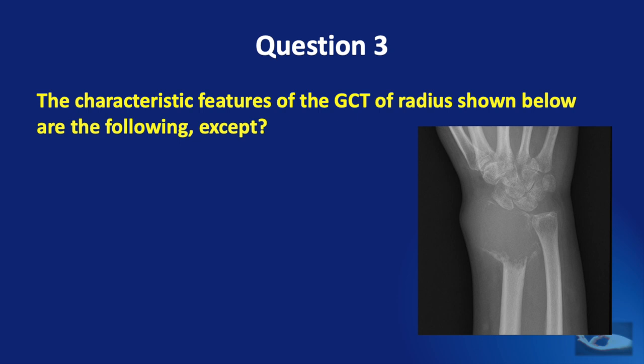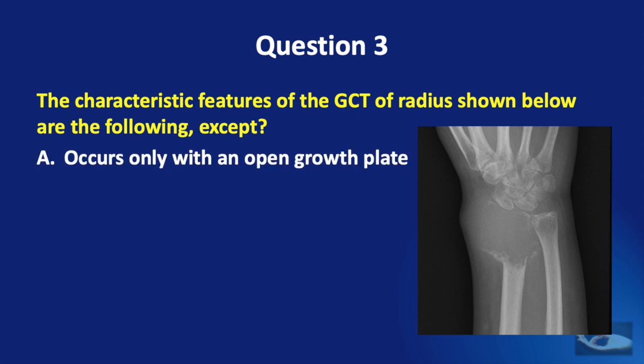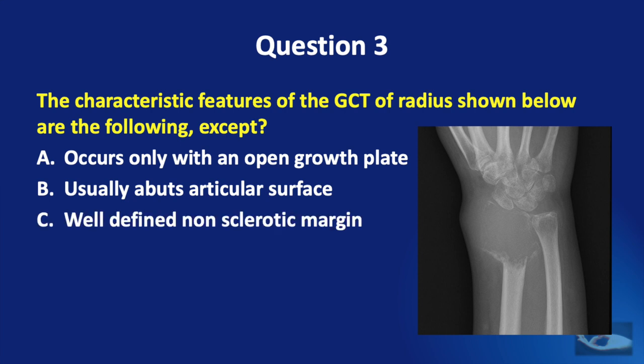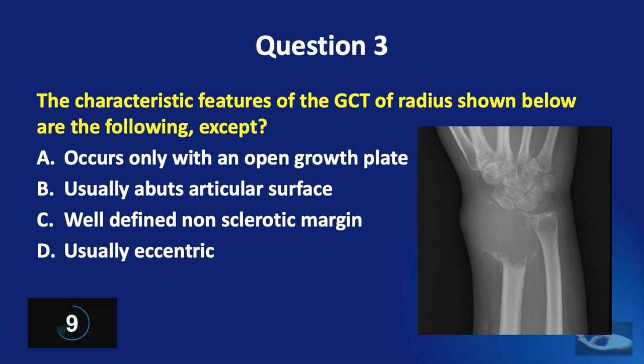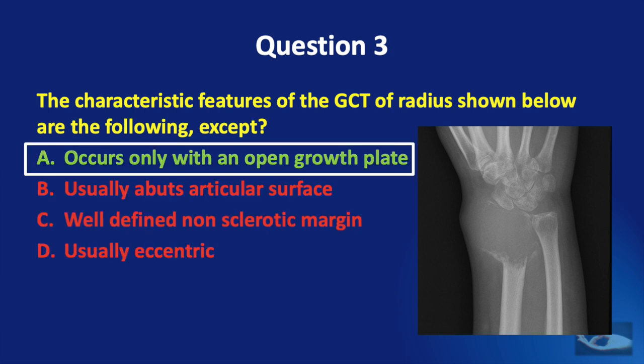Question number 3. The characteristic features of the giant cell tumor of the radius shown below are the following, except: occurs only with an open growth plate, usually abuts articular surface, well-defined non-sclerotic margin, usually eccentric. And the correct answer is, occurs only with an open growth plate, which is not a characteristic feature of the giant cell tumor of the radius.